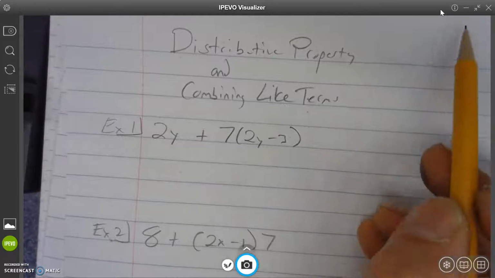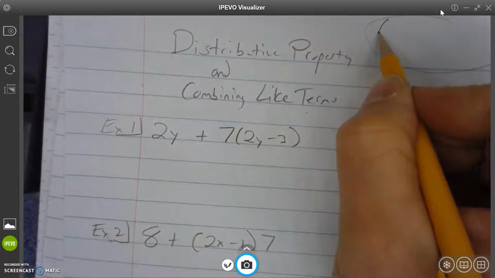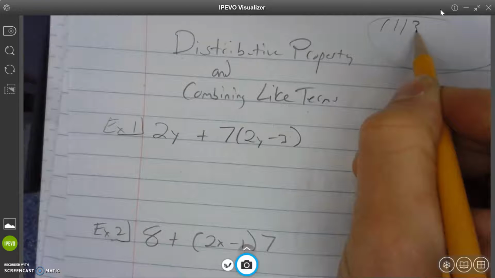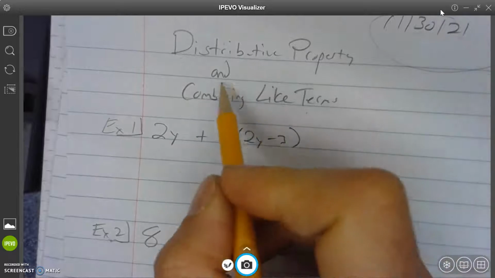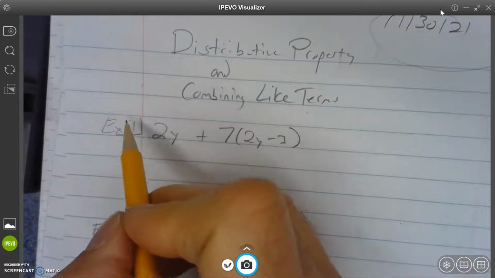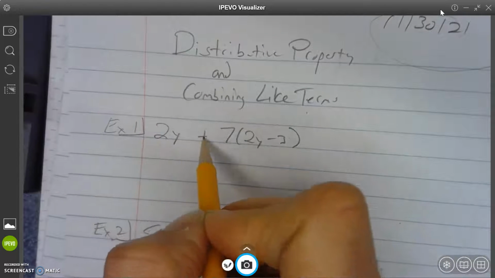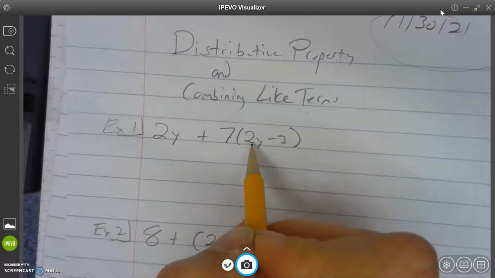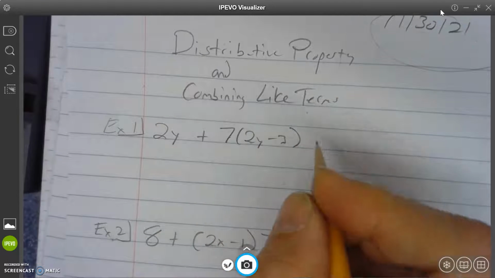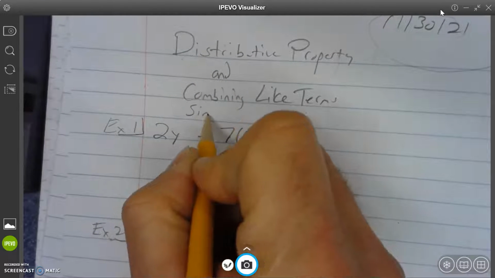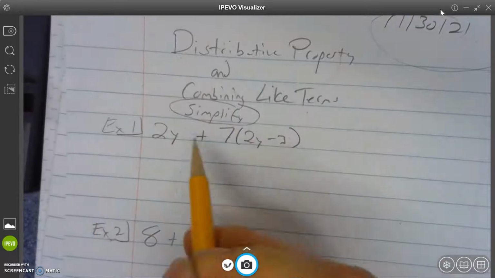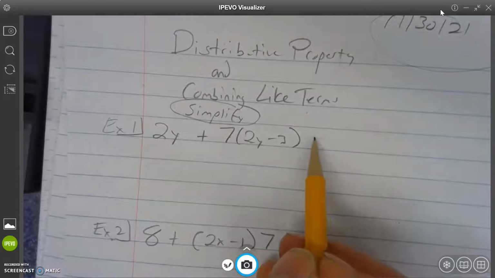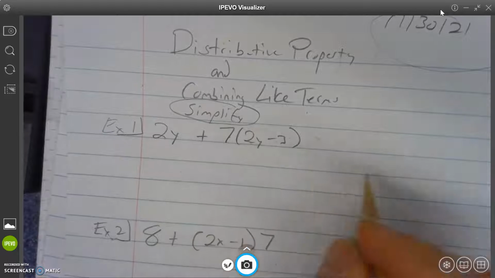Okay, so put your date in the corner right here. 11/30/21. Nice job. Write this down. Now example 1: 2y plus 7 times the quantity 2y minus 3. We need to simplify all these. Those would be the directions. Simplify. We're not solving because there's no equal sign, so we're just simplifying it.